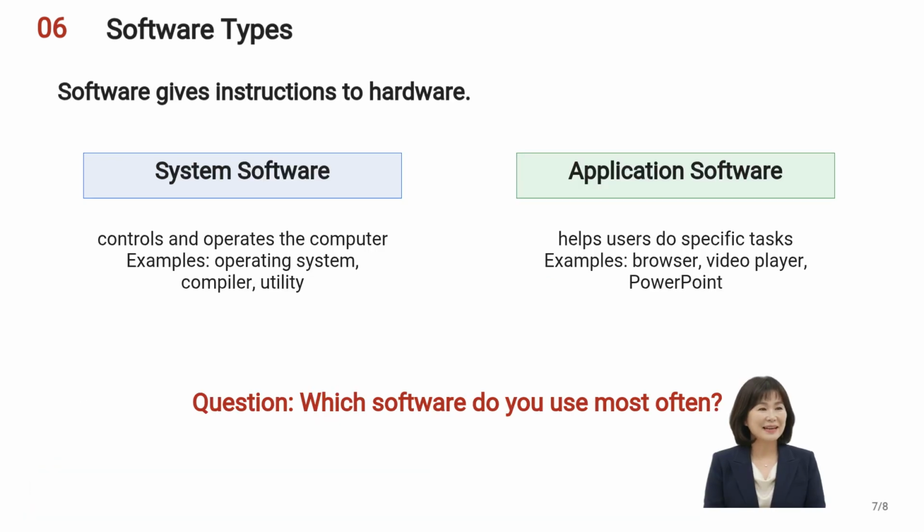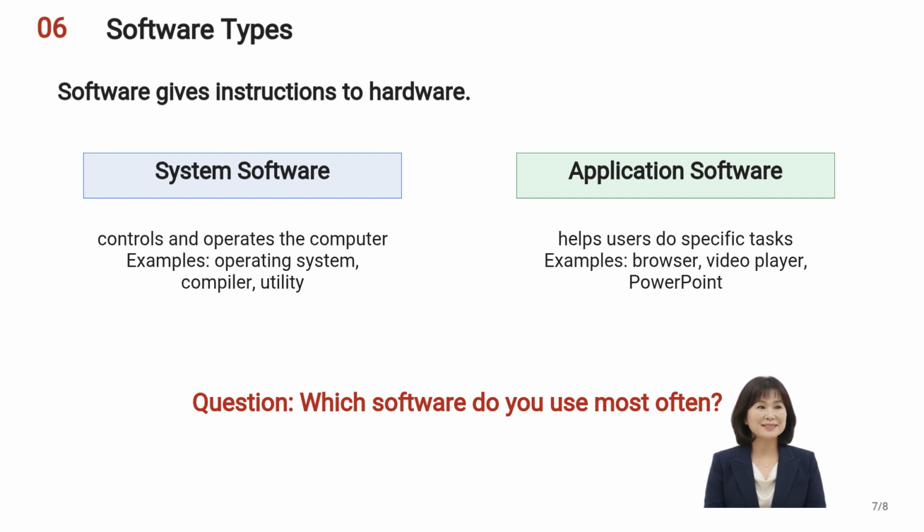Software is the last main component that we will study today. Software gives instructions to hardware. We can divide software into two groups. The first group is system software. System software controls and operates the computer system. The operating system is the most familiar example. Windows, macOS, Linux, Android, and iOS are operating systems. Compilers and utility programs are also system software.